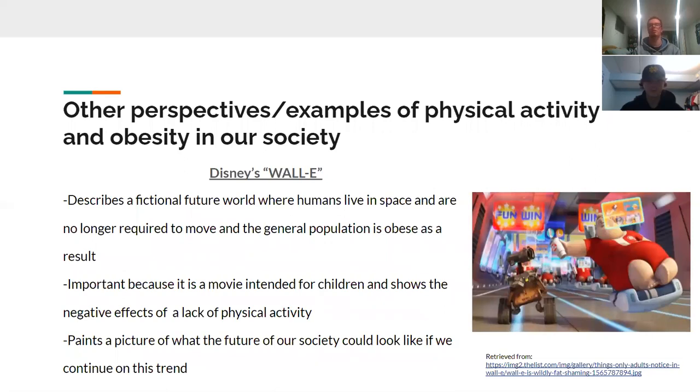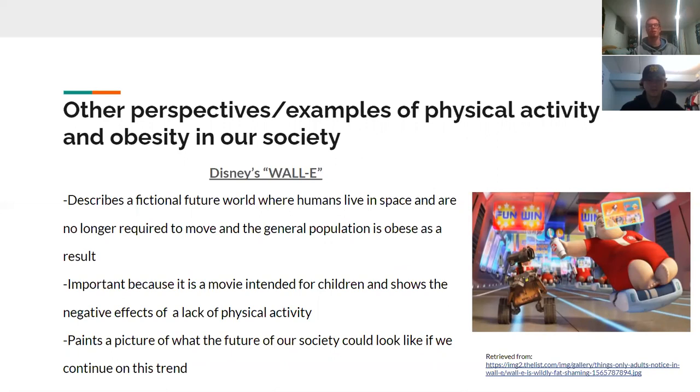As you can see pictured here, what happens is technology takes over for these people and they just feel like they don't have to move anymore. And because of that, they become obese. Another important reason for this resource is the fact that this is a movie intended for children. So what this allows us to do is incorporate this into young classrooms and teach about the positives of physical activity and the negatives that can transpire from the lack of it.